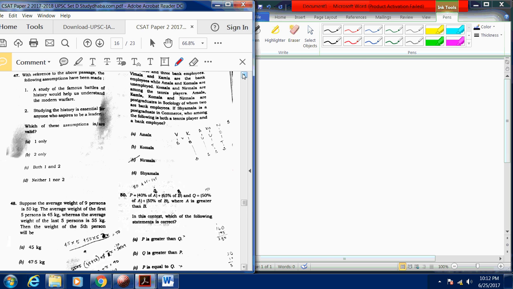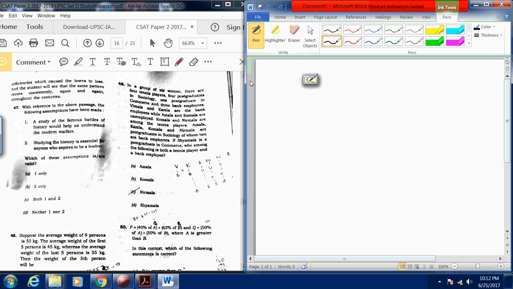So moving on, question 49. So in a group of 6 women, there are 4 tennis players, 4 postgraduates, 1 postgraduate, and so and so. So let's just fill up the information that we have. Have 6 women, say 1, 2, 3, 4, 5, 6. You have Vimla, Kamla, then you have Amla, Komala, then you have Nirmala, and Shyamala. These are the 6 women.